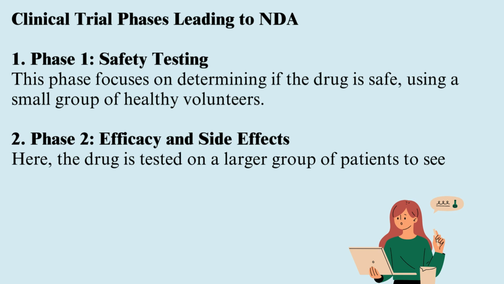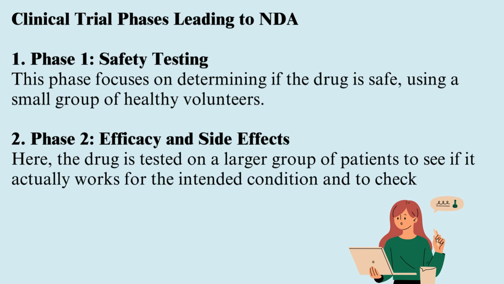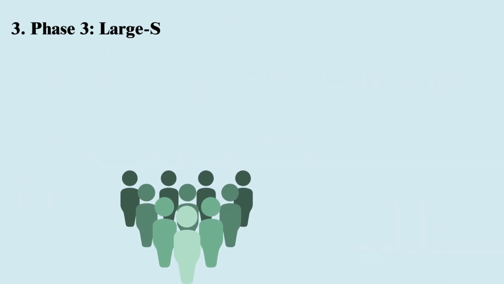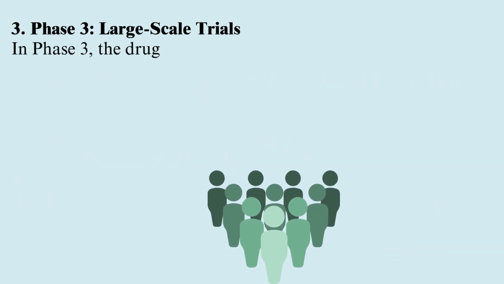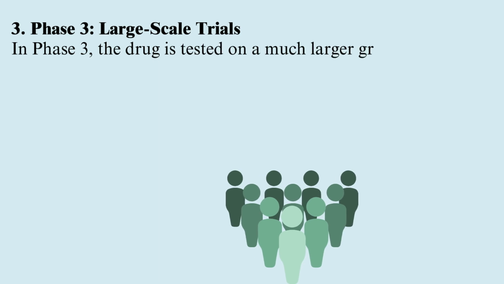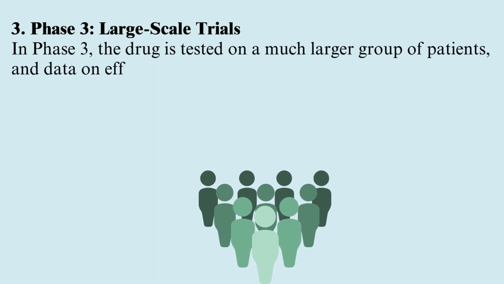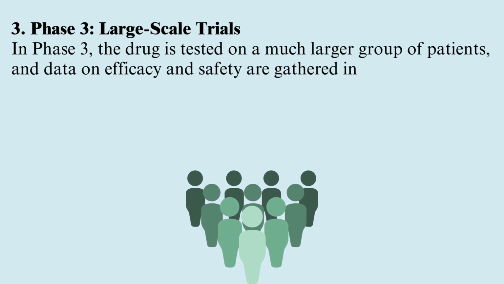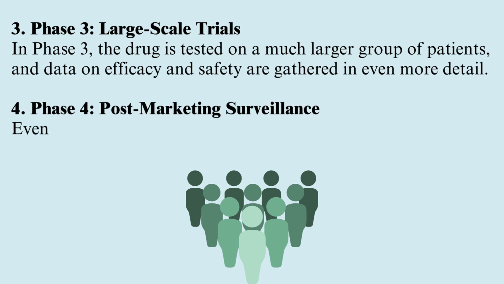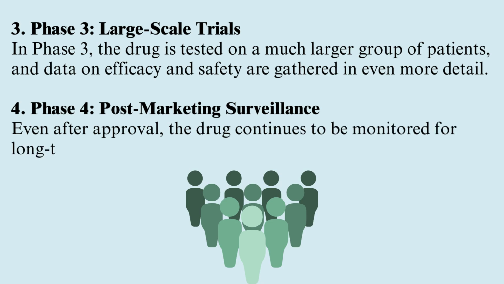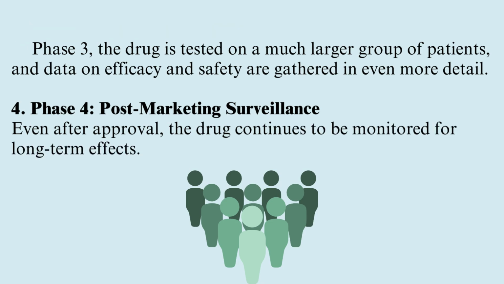Here, the drug is tested on a larger group of patients to see if it actually works for the intended condition and to check for side effects. Phase 3, large-scale trials. In Phase 3, the drug is tested on a much larger group of patients, and data on efficacy and safety are gathered in even more detail. Phase 4, post-marketing surveillance. Even after approval, the drug continues to be monitored for long-term effects.